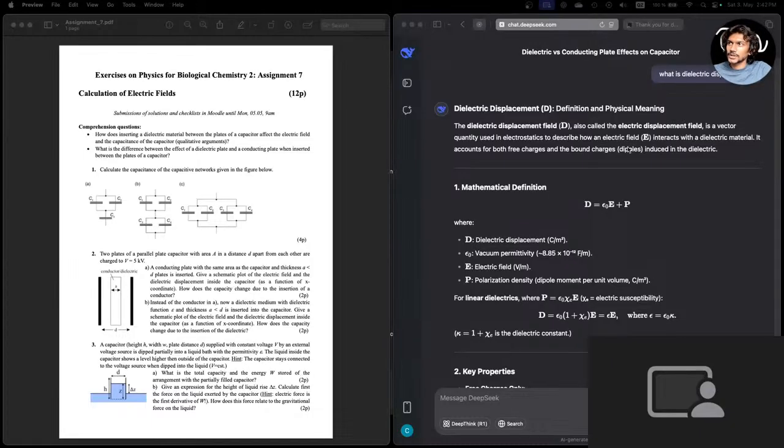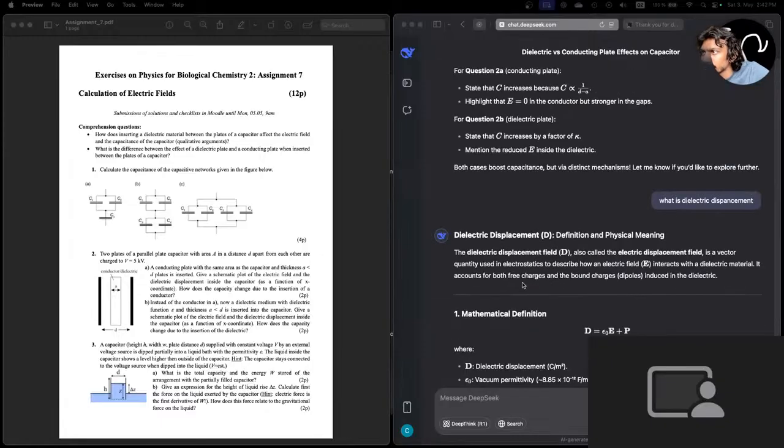Dielectric displacement field is called the dielectric displacement vector, a quantity used in electrostatics to describe how the electric field interacts with dielectric material. It accounts for both free charges and bound charges induced in the dielectric.